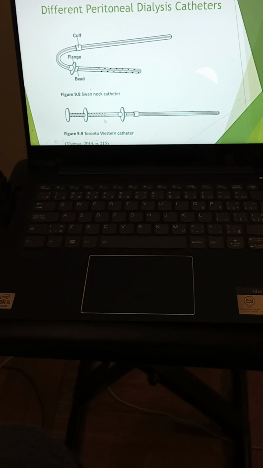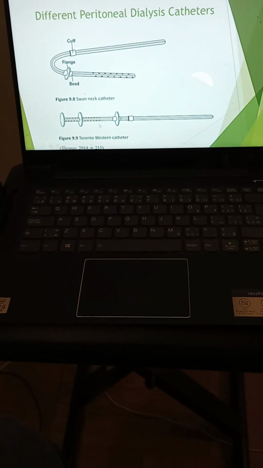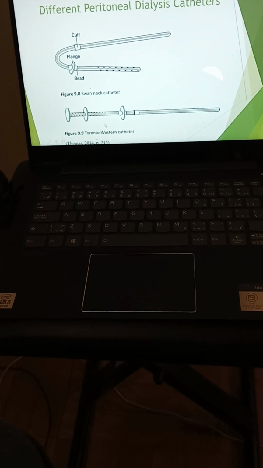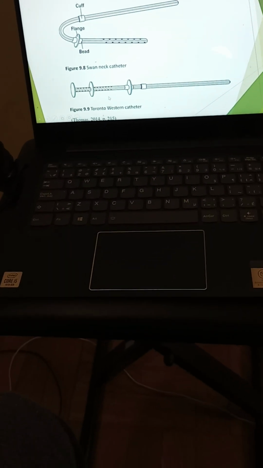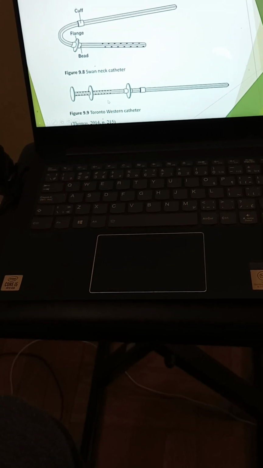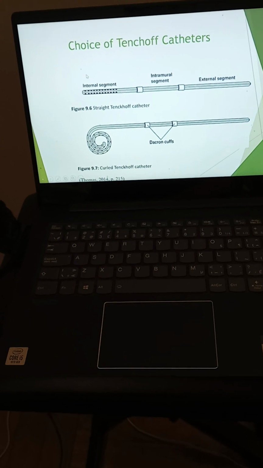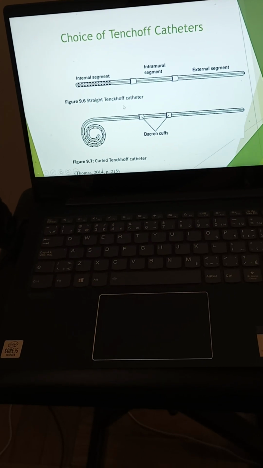The Toronto Western catheter has two discs to prevent migration. It also has a diaphragm flange, a bead which is sewn in position by purse string suture to prevent leaks at the exit site. But the choice of catheter is the Tenckhoff catheter.